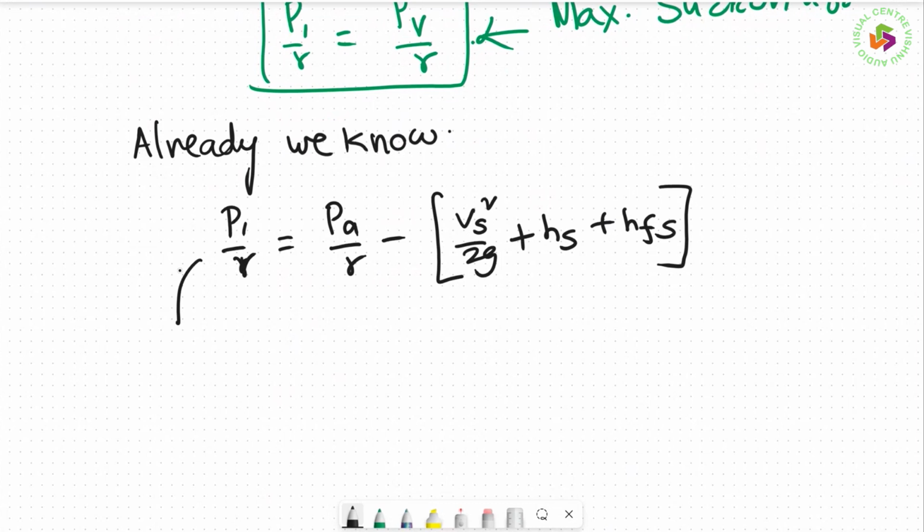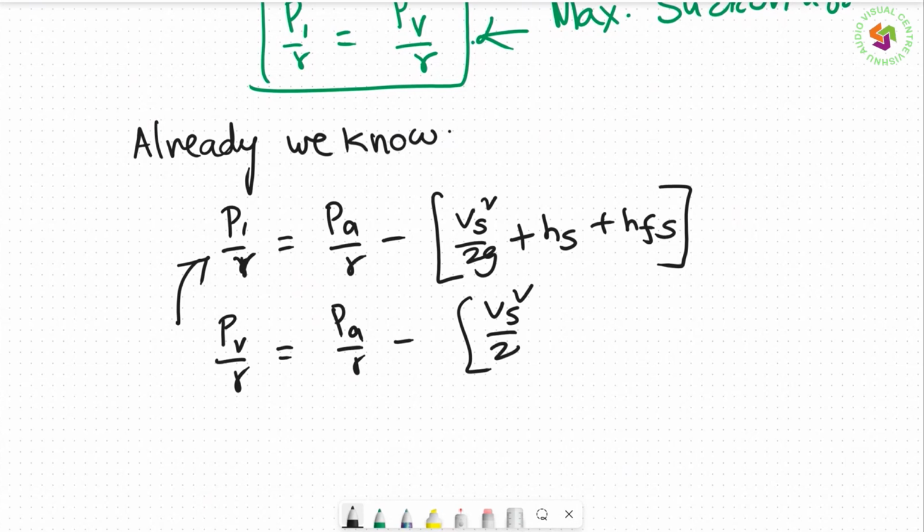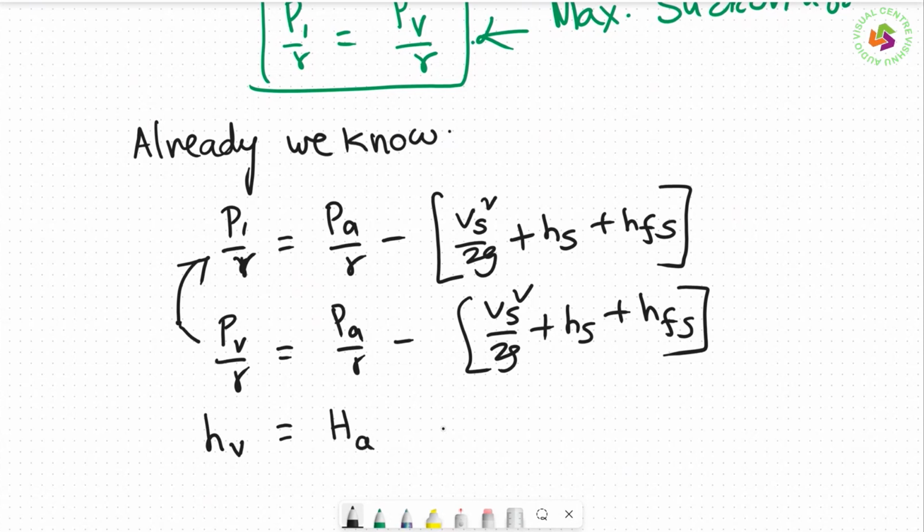Now this P1 by gamma should be replaced by Pv by gamma. That's what we do for maximum suction lift. Instead of P1 by gamma, I put Pv by gamma. Now what is this Pv by gamma? It is nothing but the vapor pressure head. And Pa by gamma is nothing but the atmospheric pressure head, minus Vs squared by 2g plus Hs plus Hfs.